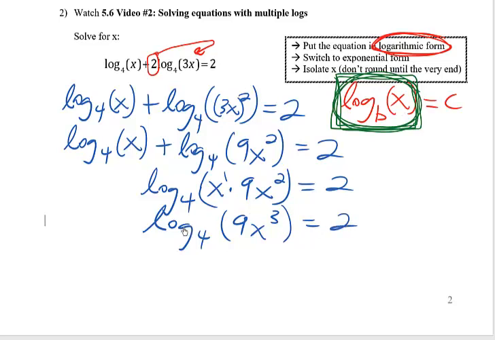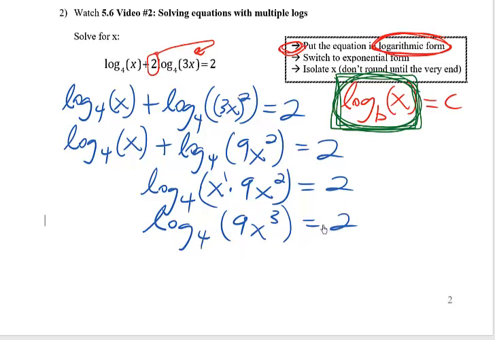Well, look, I've now accomplished step 1 over here. I've put this equation in log form. It's got 1 log, 1 base, 1 kind of messy result, and 1 power. From this point on, we've done this before. All the rest of this problem is a repeat of the past.